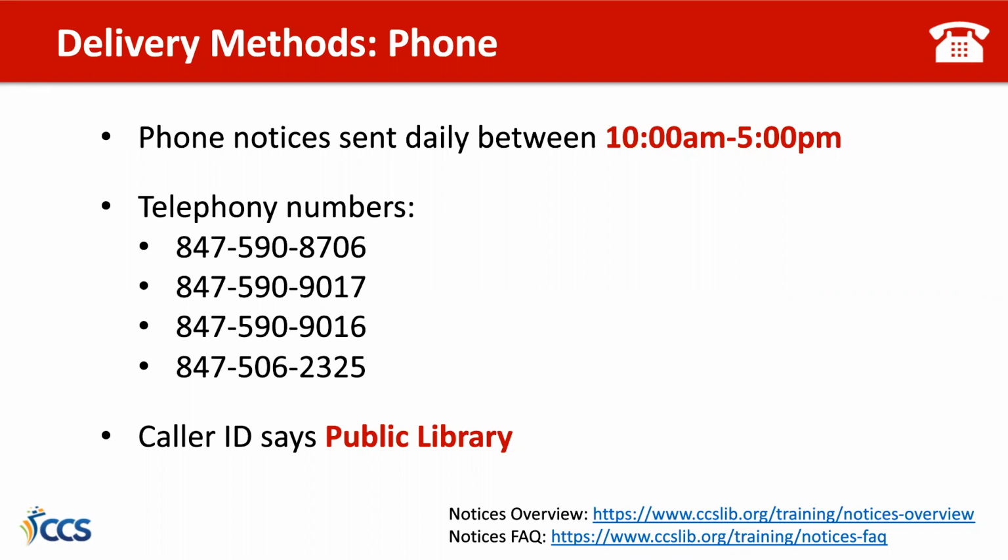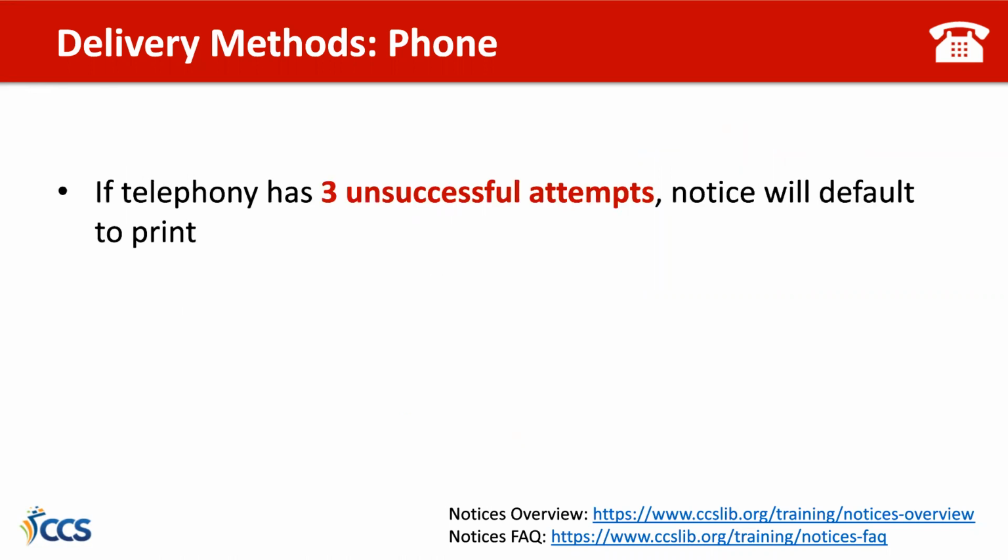We do have multiple phone numbers that these calls come from. When the call comes in, the caller ID may say public library for landlines, or if your cell phone displays caller ID. For many cell phones, however, the user will likely just see the phone number, one of these phone numbers here. If the call is unable to get through after 3 tries, right? So telephony detects a hang up 3 times in a row or gets a busy signal 3 times in a row, Polaris will automatically shift that notice to print.